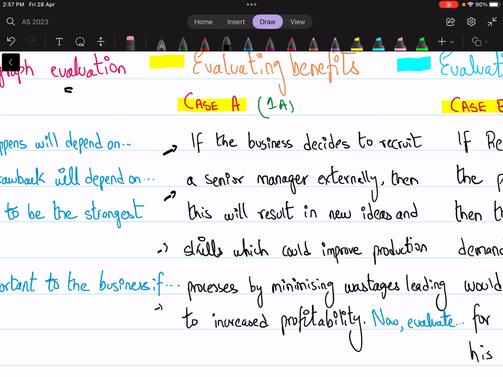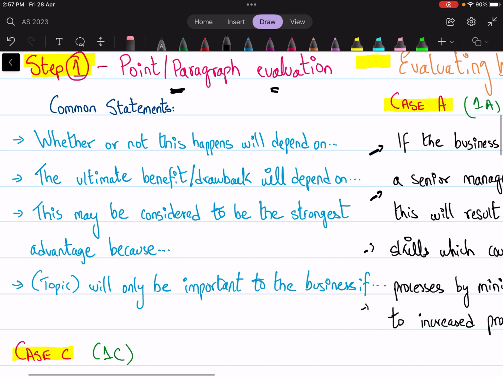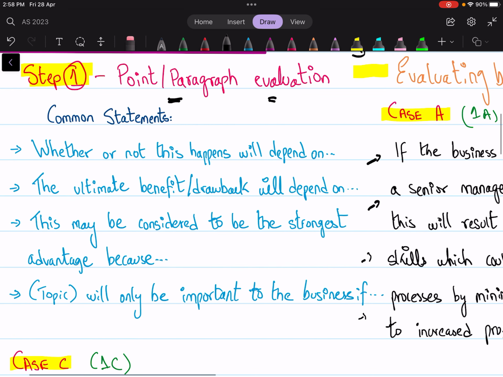And then again, I would remind you to watch the video on analysis in order to make yourself more familiar with how we develop a chain of arguments, how we develop a chain of analysis. So we are done with the chain of analysis, and now comes the tricky part, evaluation. Once you have mentioned this benefit, I would want you to choose a statement from the common statements. Choose any statement that you think you can fit in this particular paragraph.